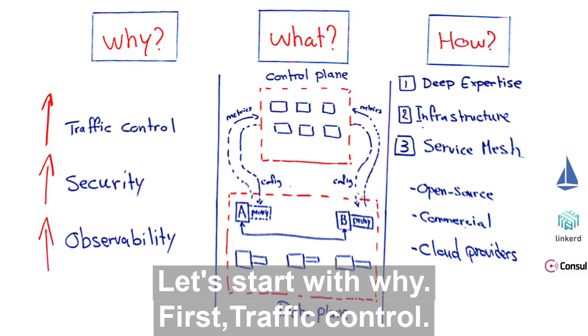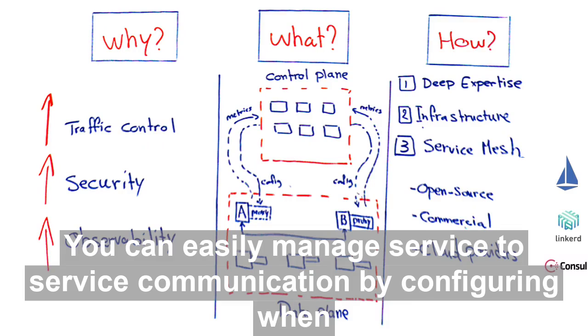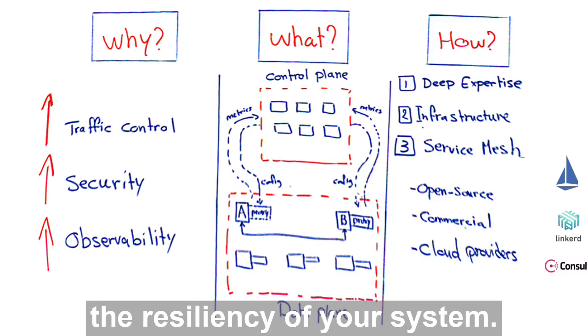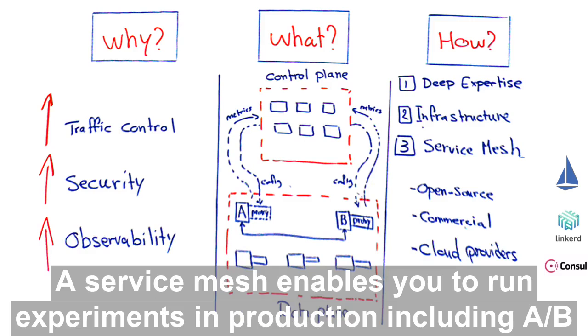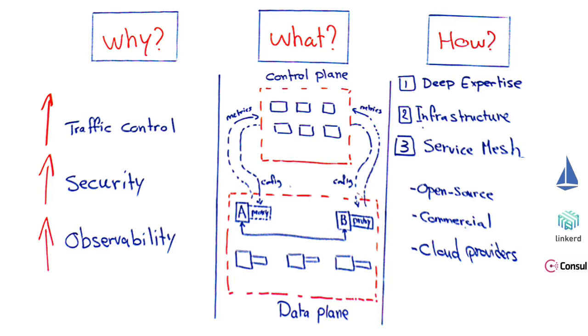Let's start with why. First, traffic control. Having a service mesh, you can easily manage service-to-service communication by configuring when and how microservices can interact, which is going to increase the resiliency of your system. Also, a service mesh enables you to run experiments in production, including A/B testing and canary rollouts at scale.